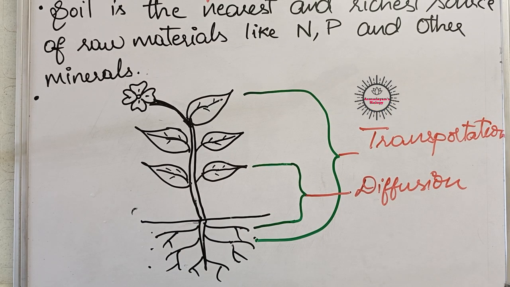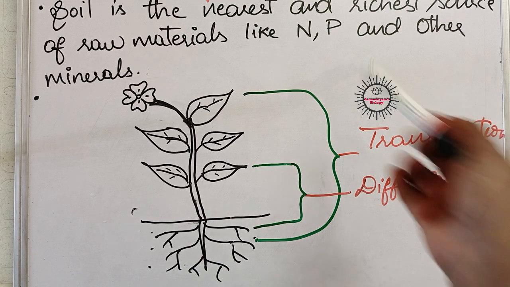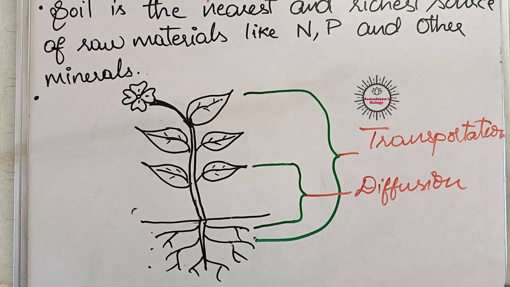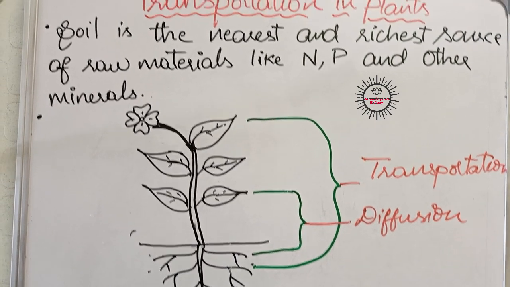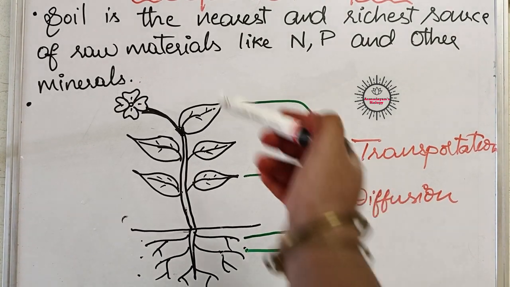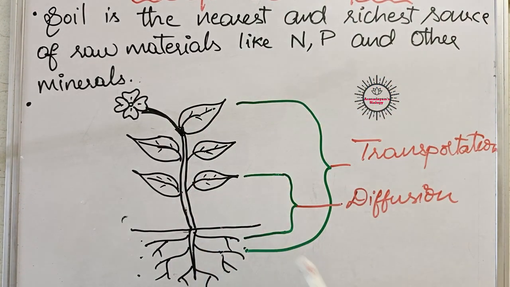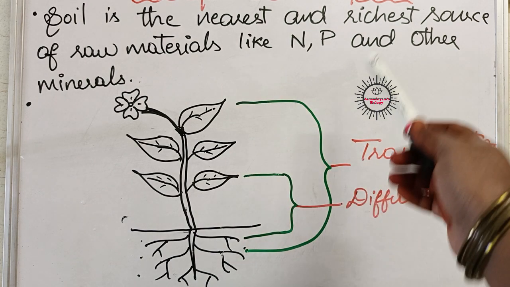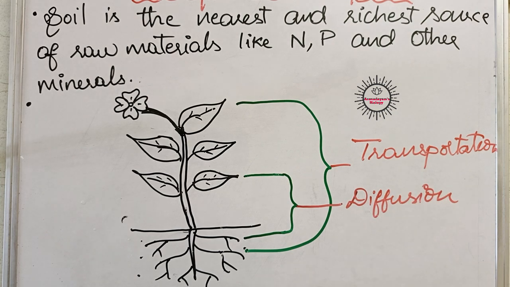Not only carbon dioxide, plant needs some more raw materials also for its growth and for building its body, for building proteins. So plant needs so many raw materials for its growth, like nitrogen, phosphorus, potassium, etc. And these raw materials are present in the soil. Okay, these raw materials are present rich in the soil. So soil is the nearest and richest source of these raw materials. Isn't it? The soil is present near to the plant, and it is having a rich source of these raw materials. That's why soil is called the nearest and richest source of raw materials.